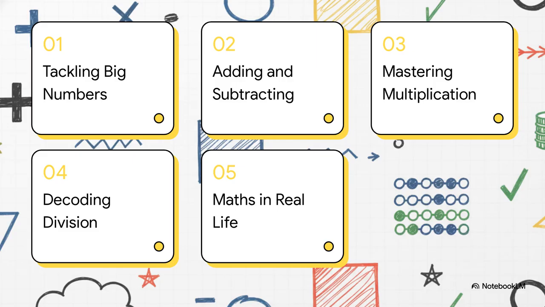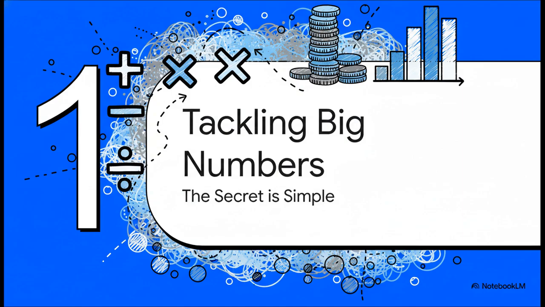So, here's our game plan. First, we're going to reveal the one simple secret to handling any big number. Then, we'll dive into adding and subtracting with the column method. After that, we'll tackle multiplication and division. And finally, we'll put all those skills together to solve that big population puzzle. Ready? Let's go!